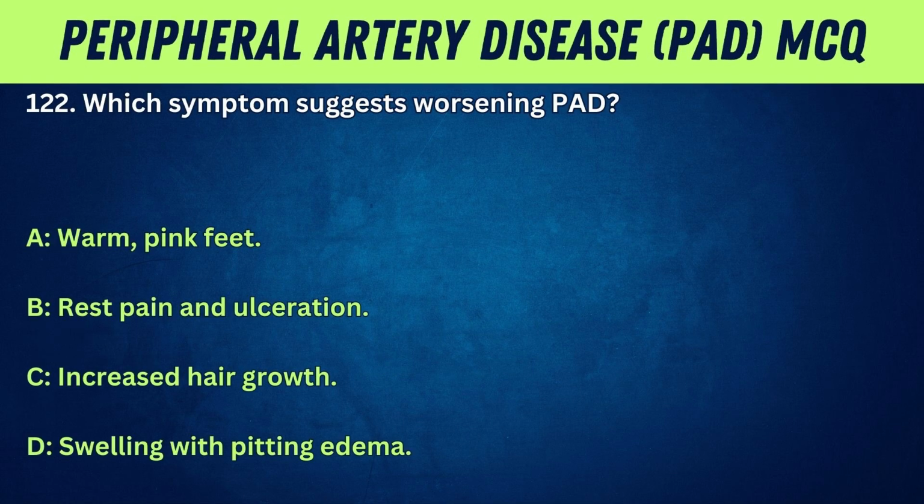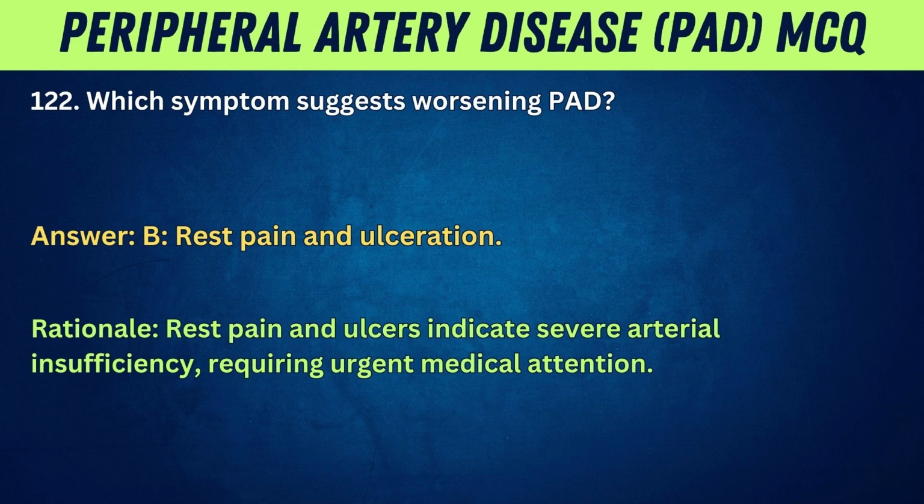122. Which symptom suggests worsening PAD? A. Warm, pink feet. B. Rest pain and ulceration. C. Increased hair growth. D. Swelling with pitting edema. Answer. B. Rest pain and ulceration. Rationale. Rest pain and ulcers indicate severe arterial insufficiency, requiring urgent medical attention.